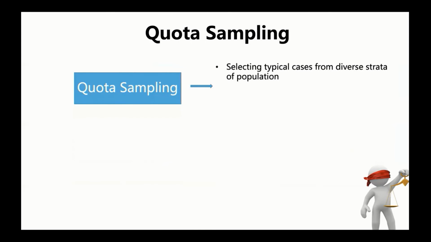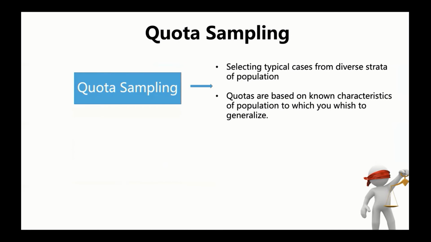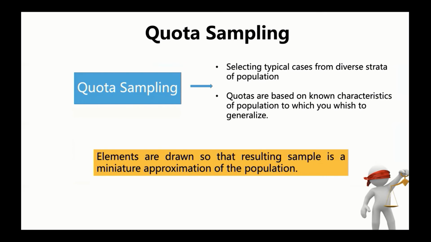Well, quota sampling. Quota sampling involves selecting typical cases from the diverse strata of the population. And the quota is based on known characteristics of the population to which you wish to generalize. In this way, elements are adjusted so that the resulting sample is a miniature approximation of the population.